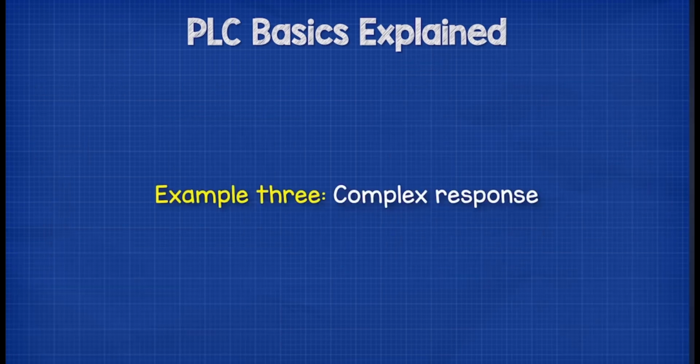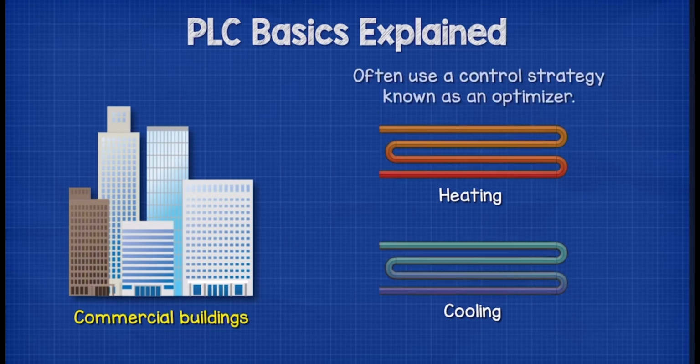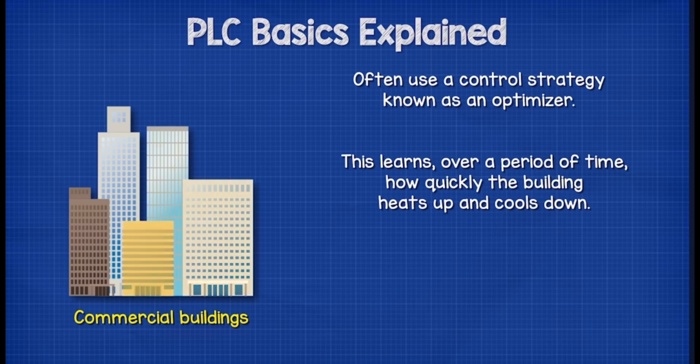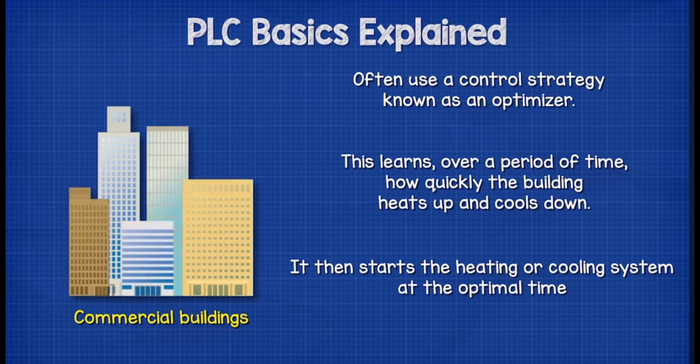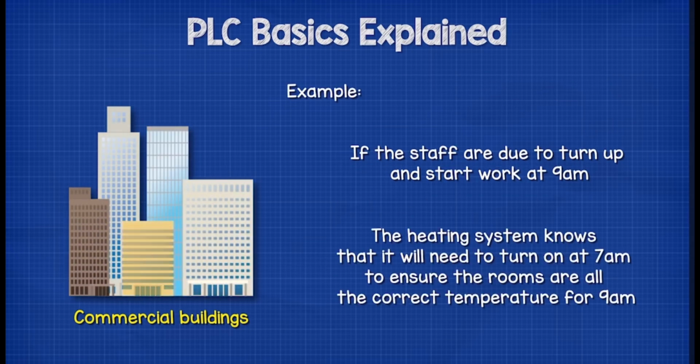Let's look at some more complex examples. In many commercial buildings, the heating or cooling system will use a control strategy known as the optimizer. This learns over a period of time how quickly the building heats up or cools down. It starts the heating or cooling system at the optimal time, before the building will be occupied. For example, if the staff are due to turn up and start work at 9 a.m., the heating system knows that it will need to turn on at 7 a.m. to ensure that the rooms are all at the correct temperature.